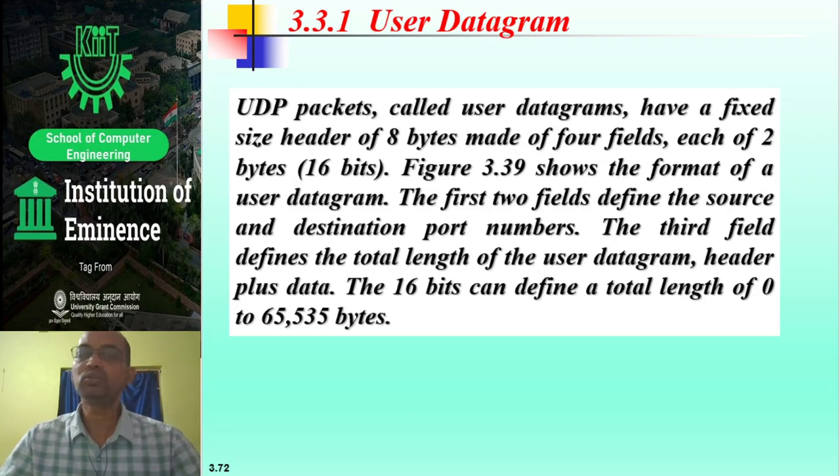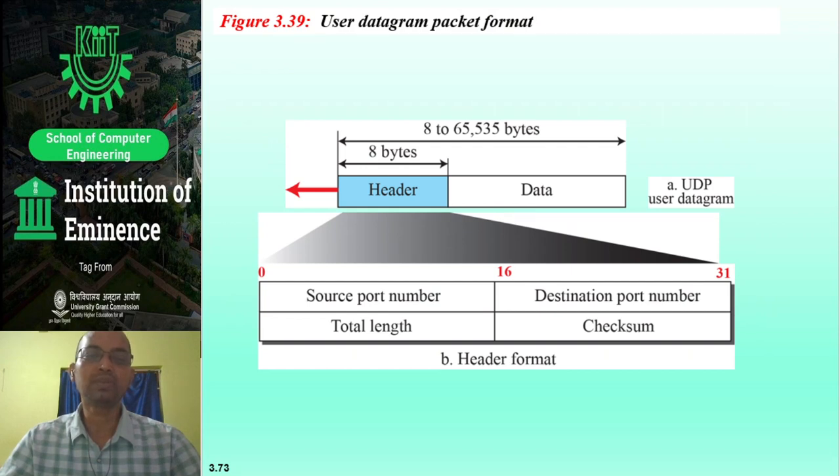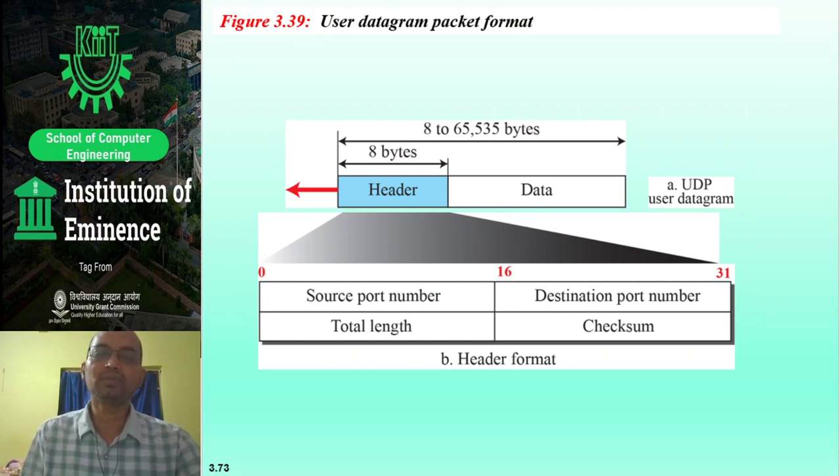So the UDP packet. We will discuss the UDP header. The structure of the UDP header is given here. This is the header part, and this is the data part. The header includes the source port number and the destination port number, both 2 bytes, 16 bits. Total length determines the maximum length including header and data. This is also 16 bit, so this field can support up to 2 to the 16, that is 64K. So the maximum size that can be supported is 64 kilobytes.